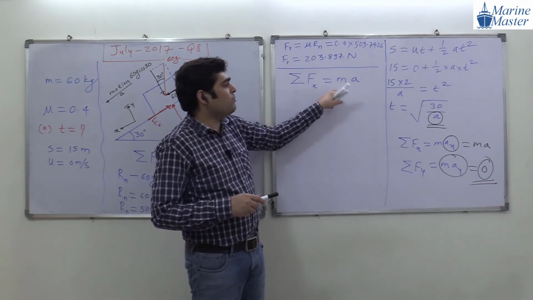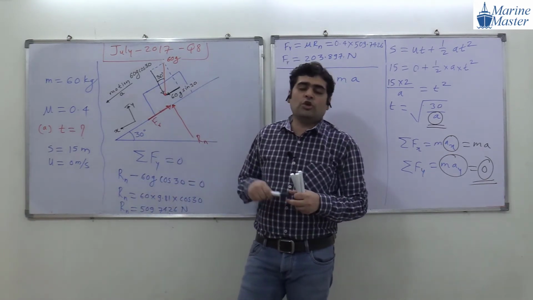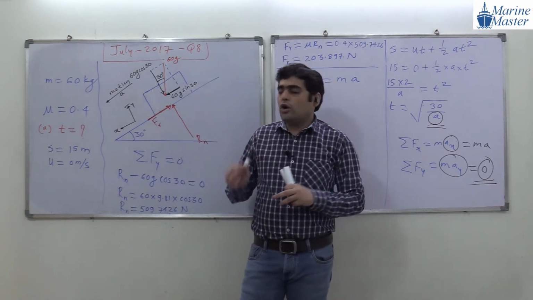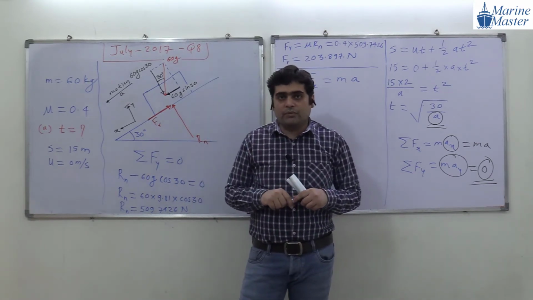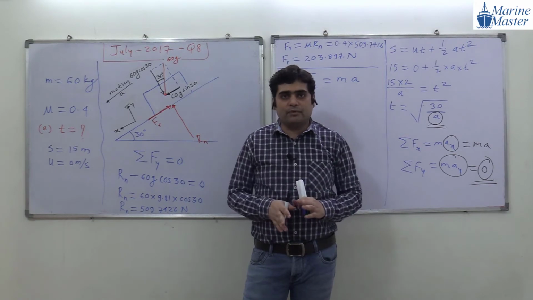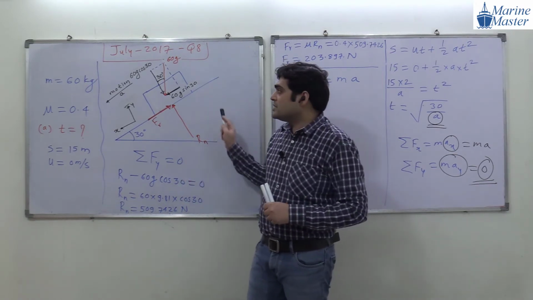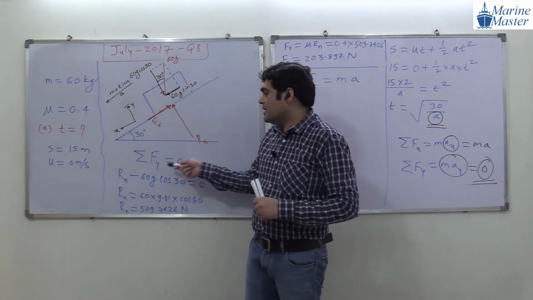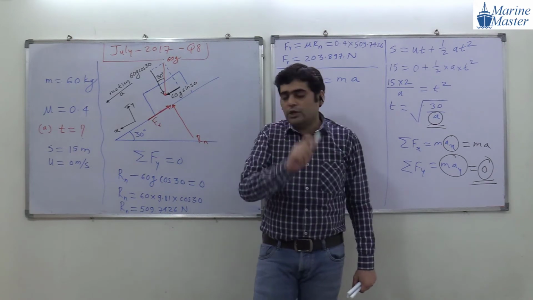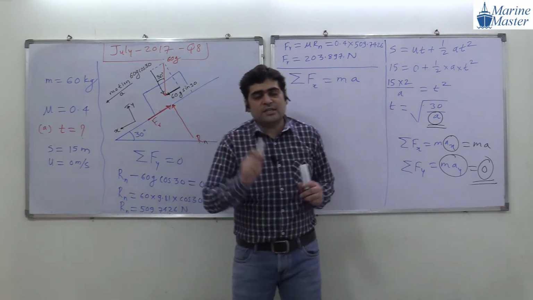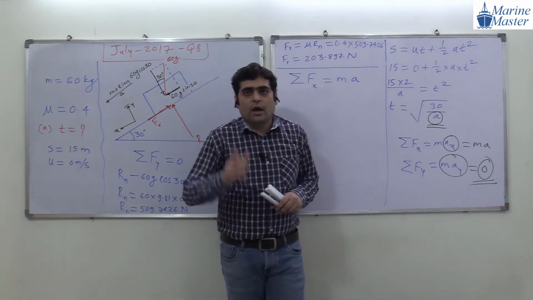And here summation of forces in x direction is not equal to 0, because the object is neither moving with constant velocity nor stationary. Only then can we apply the equilibrium equation; otherwise we can't. And we have applied the equilibrium equation in y direction because there is no motion in y direction, so summation of forces in y direction equals 0. Any doubt in this discussion, guys? Shall I go further? Okay, good.